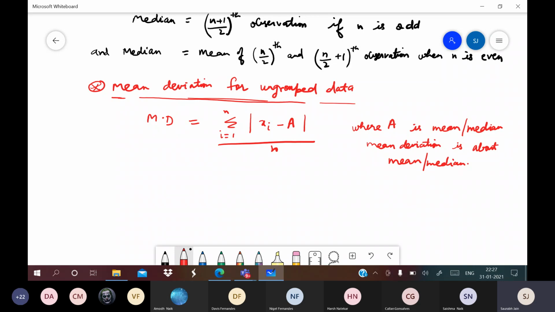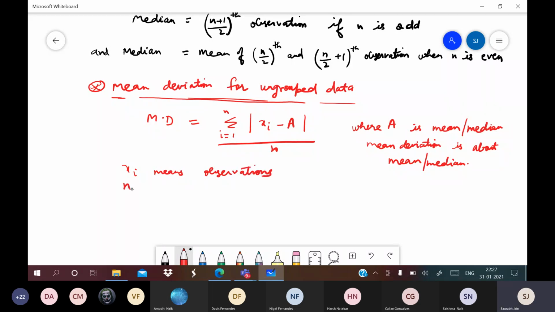So this is the formula: sigma of modulus of xi minus a, i goes from 1 to n, divided by n. n is the number of observations. Okay, xi are the values. Xi means observations.